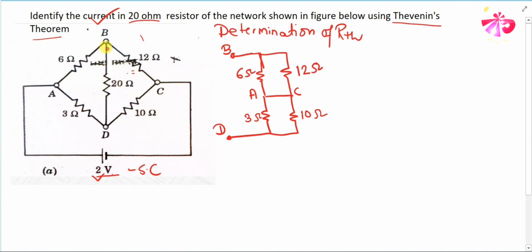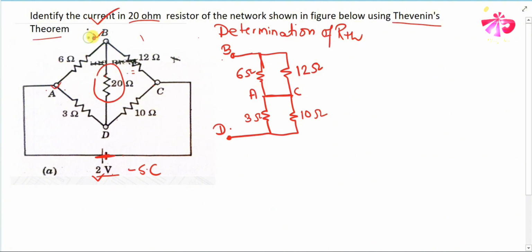Now see, if you remove RL or this section from the point, BD will be open. Here the point BD is open and this will be short circuited. This being short circuited means the points A and C will be at the same point. That's why we draw points A and C joined by this line.